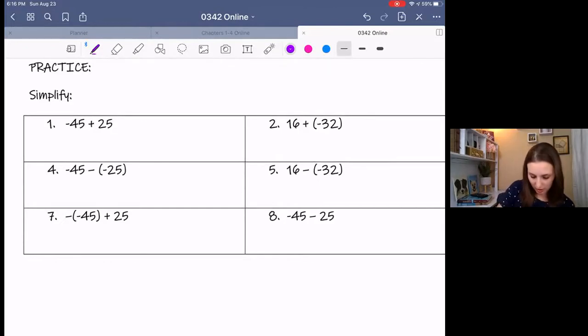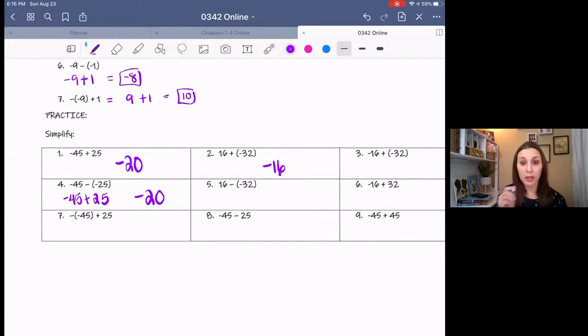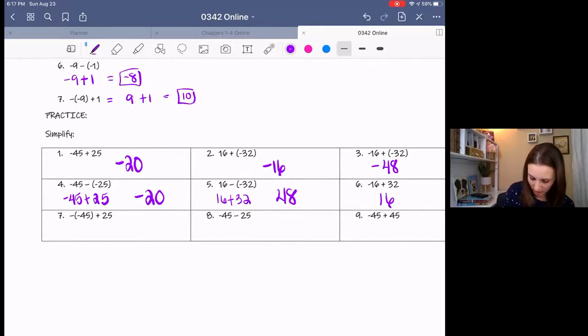You should get negative 20, negative 16, negative 20 again. Whoops, I think I missed one. Oh, sorry. There's some extras if you want to pause and try those. Sorry about that. This is negative 48, positive 48, positive 16, positive 70, negative 70, and 0.